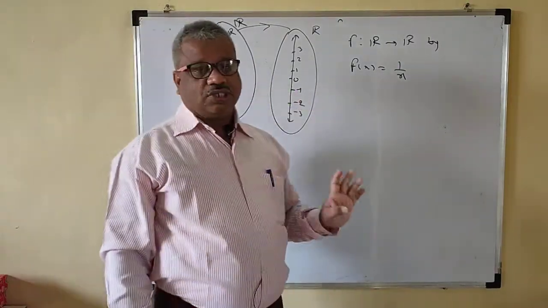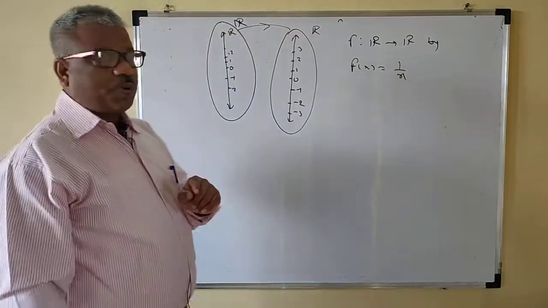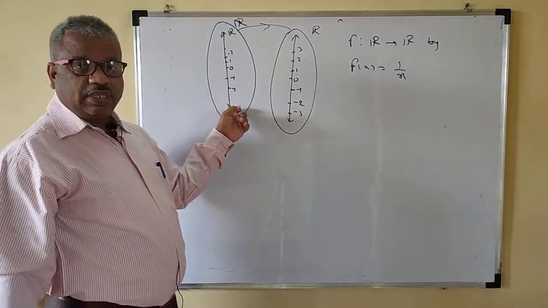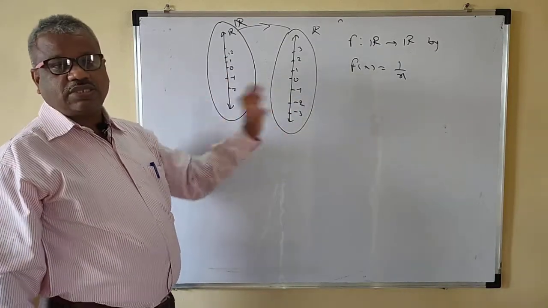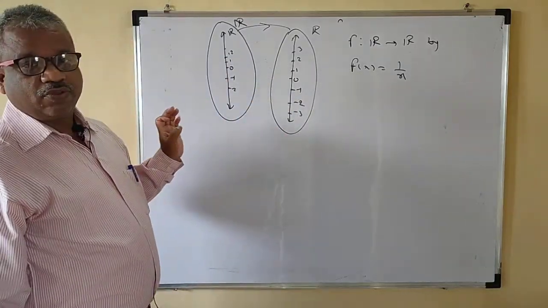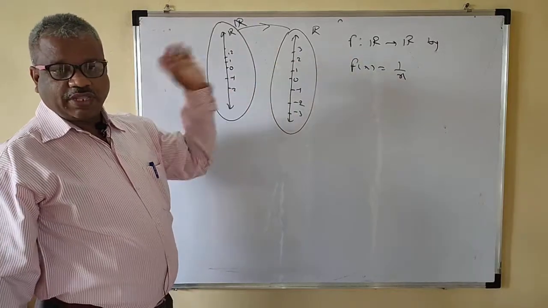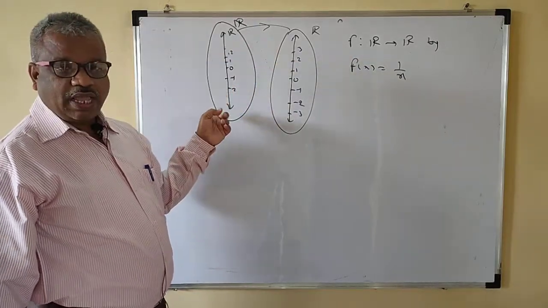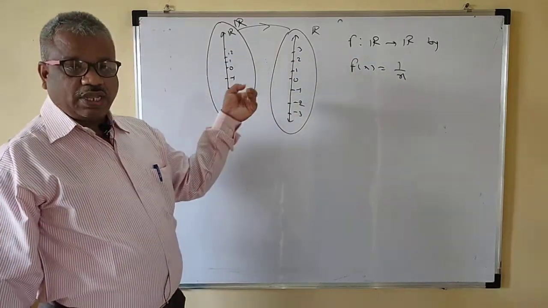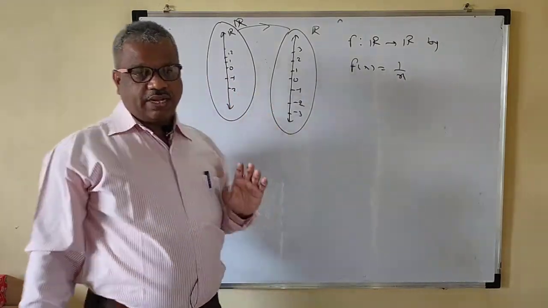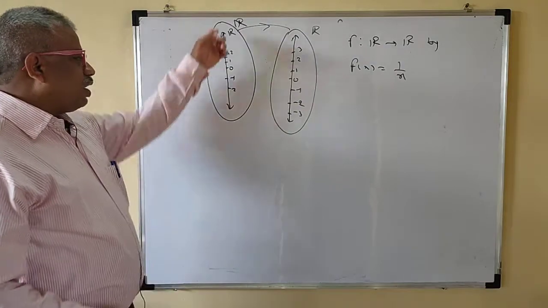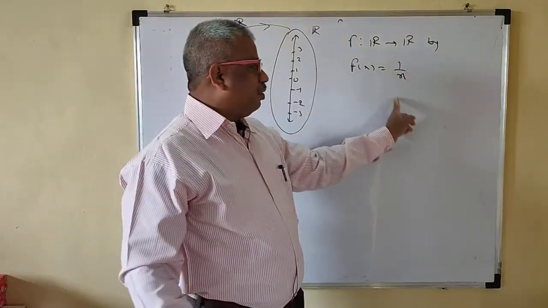So is it a function? So what is the definition of function? Every element of the domain has a unique image in B, in the codomain. That means every element of the domain has a unique image in the codomain, right? So this is the definition of function. Now let's see your definition.